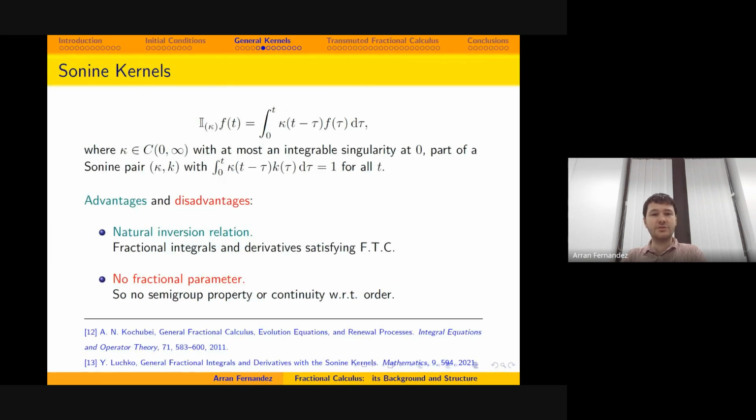Here are Sonine kernels. This is the fractional integral. The fractional derivative is defined using k. Kappa and k are defined to satisfy a Sonine condition, which means their convolution is always 1. The advantage is that there is a natural inversion relation. This Sonine condition, this convolutional identity, gives fractional integrals and derivatives satisfying a fundamental theorem of calculus.